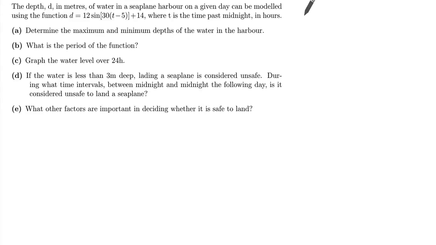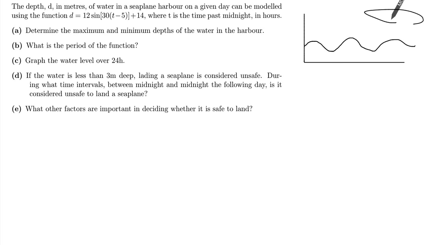Okay, so talking about water levels. Here's a harbor and there's water here. And a plane, of course, is trying to land here. And it's basically giving you this height. So it fluctuates, maximum to minimum.